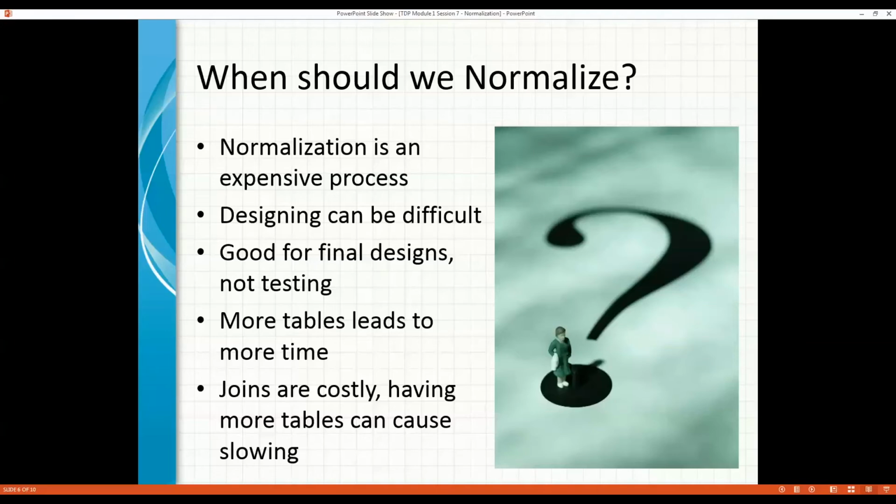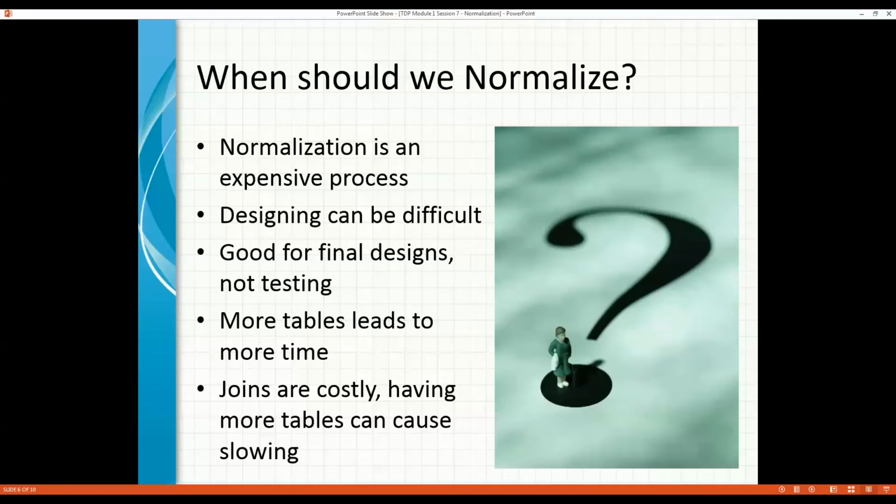Normalization is also good for final designs, but not for ones at the beginning and testing. Let's say we're in data modeling and we try to perform normalization in conceptual and logical models. That's not really going to be a very good design. It's going to put too much stress and too many issues on the tables as we create them. However, for a final design, that's where it's mainly met.